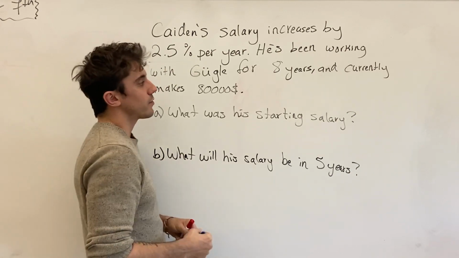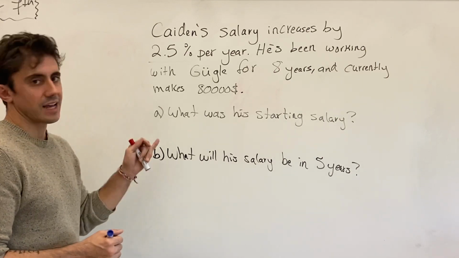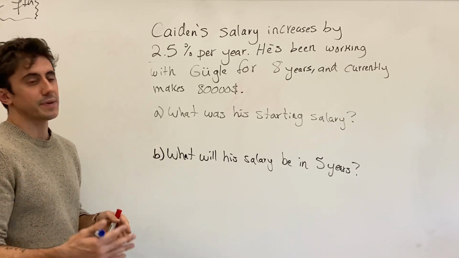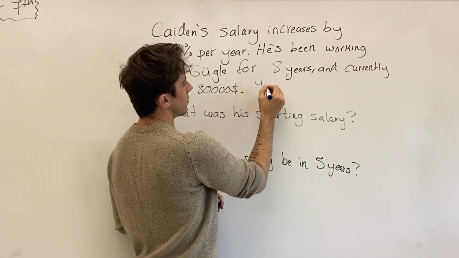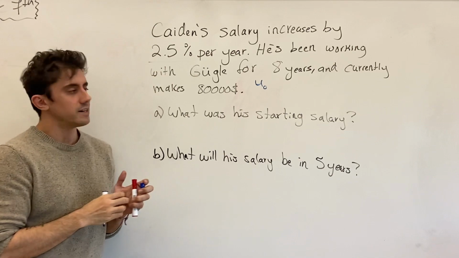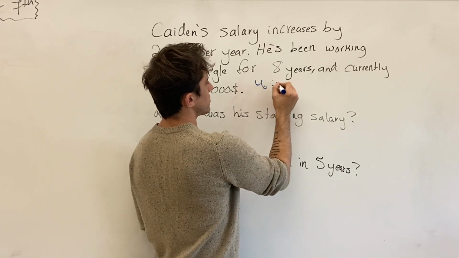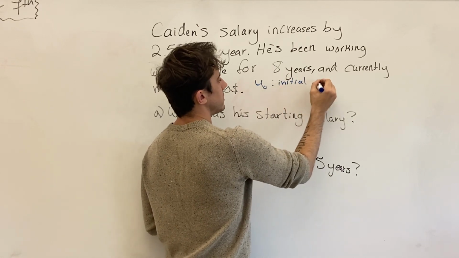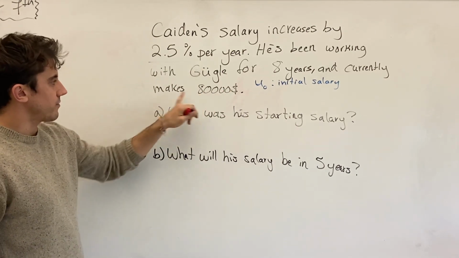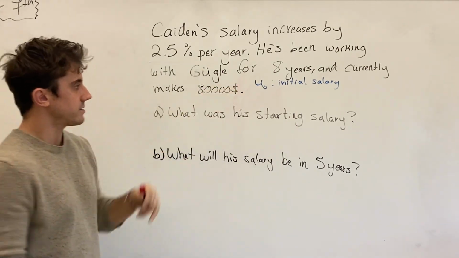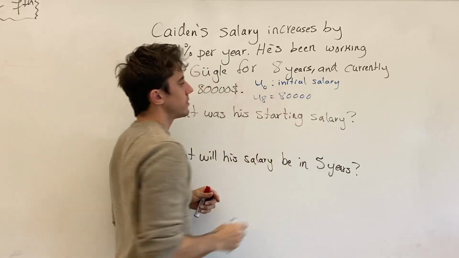First off, let's write a general formula for his salary based on the number of years since he's been at the company. We'll say U0, his initial salary, is what we're looking for. We know his salary after 8 years, so U8 is $80,000.